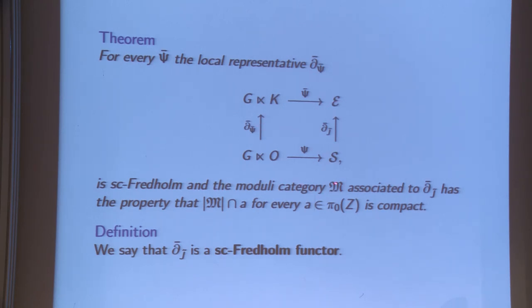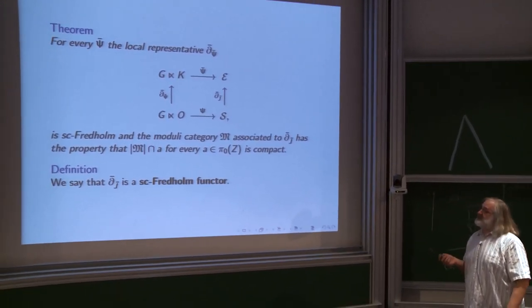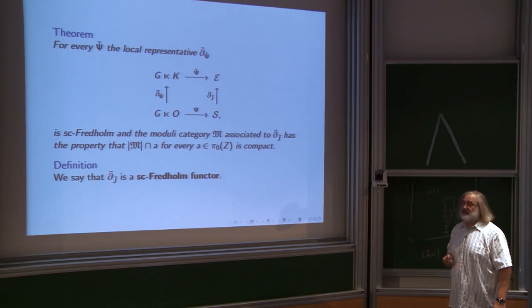And the moduli category, so that is where this is zero, has a property that its orbit space intersected with each connected component in the underlying space, Z is the orbit space of this, is compact. That's Gromov compactness. So now we are in a smooth setting. The Cauchy-Riemann section is an SC smooth section. That is what that property means, that this is Fredholm.